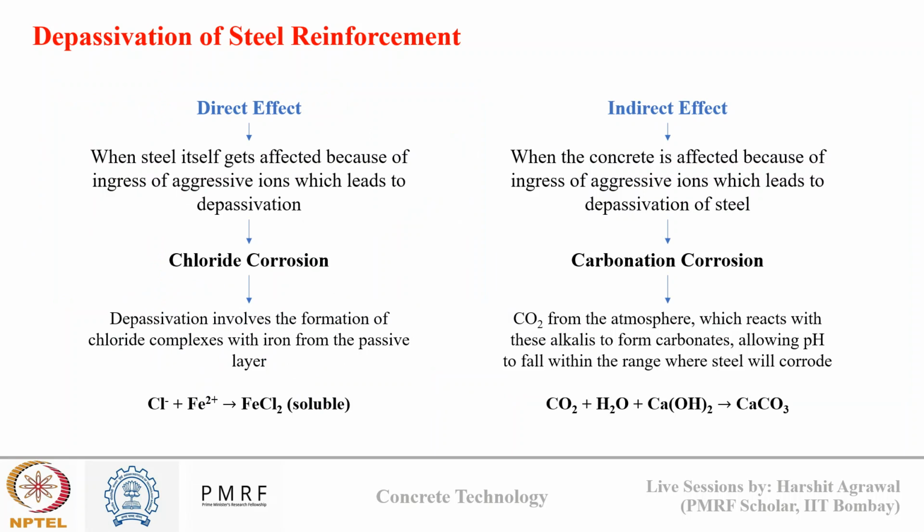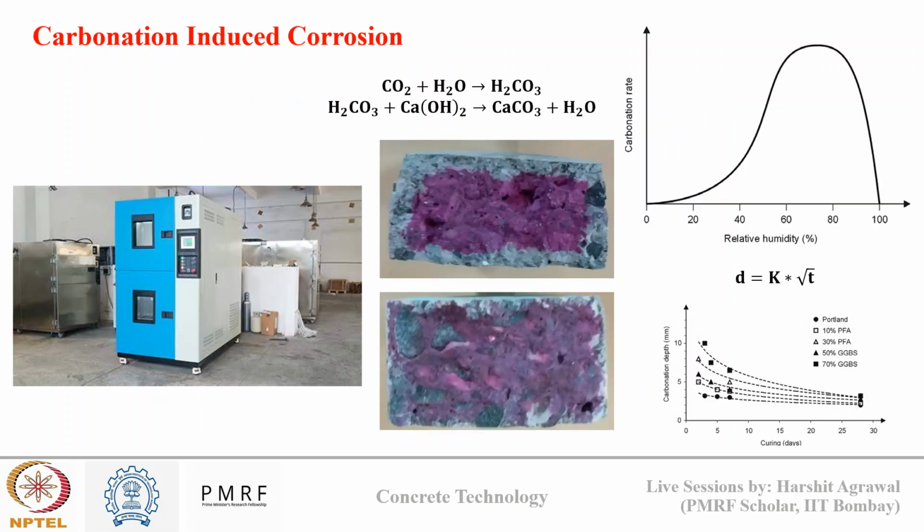In terms of depassivation of steel reinforcement, we talked about direct and indirect effect. Direct effect means when aggressive ion directly affects the steel and not concrete, which is the case of chloride induced corrosion. And indirect effect means when aggressive ion affects the concrete and then the effect on concrete causes depassivation of steel, which is the case of carbonation induced corrosion. We discussed in detail about carbonation corrosion, what is carbonation, how it causes corrosion, what type of corrosion occurs due to carbonation, how carbonation is detected, and how the carbonation depth is modeled in concrete based on square root of time law.